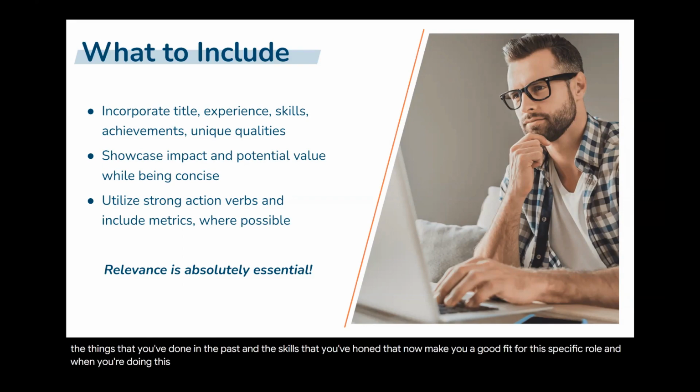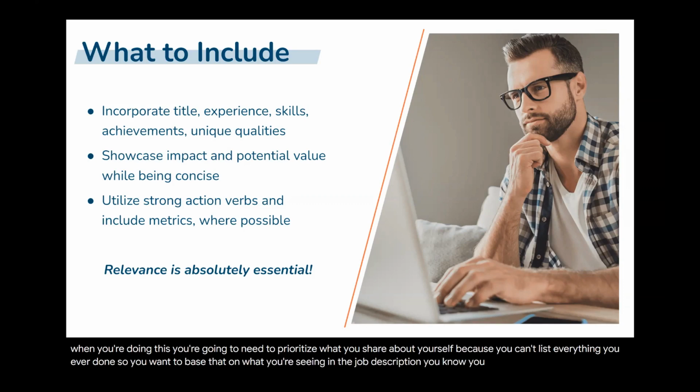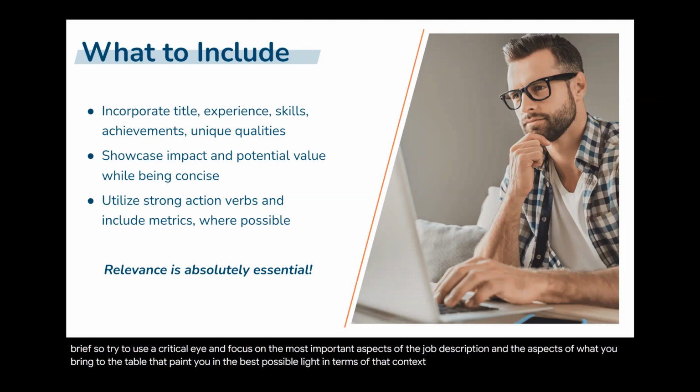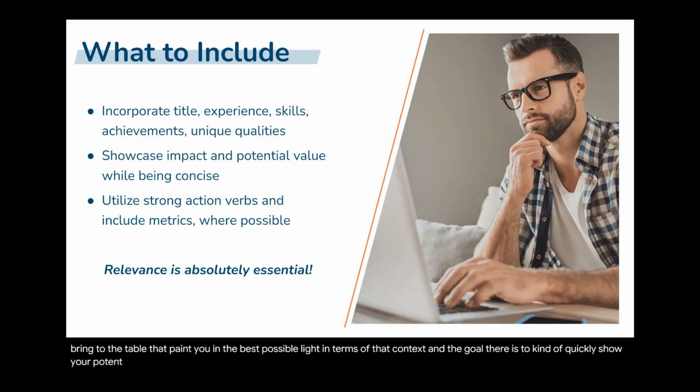And when you're doing this, you're going to need to prioritize what you share about yourself because you can't list everything you've ever done. So you want to base that on what you're seeing in the job description. You want to keep it relatively brief. So try to use a critical eye and focus on the most important aspects of the job description and the aspects of what you bring to the table that paint you in the best possible light in terms of that context. The goal there is to quickly show your potential impact and value by summarizing some of the relevant highlights of your career, not to write a long, drawn out autobiography.